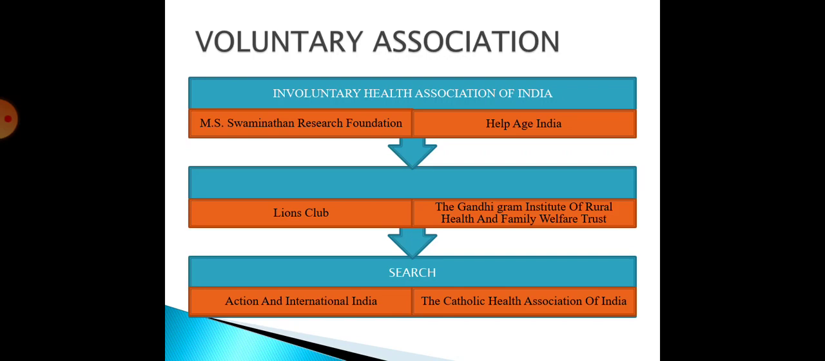Next one, Helpage India. Helpage India was established in 1979 as a society. It mainly started in England. Its activities are mobile medical units, rehabilitation of the blind, aged and physically handicapped, leprosy patients and cataract operations, mainly related to aged people on the medical side.